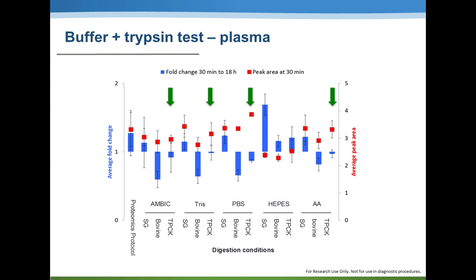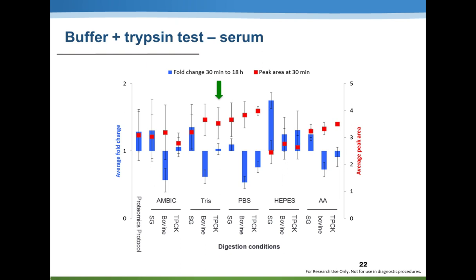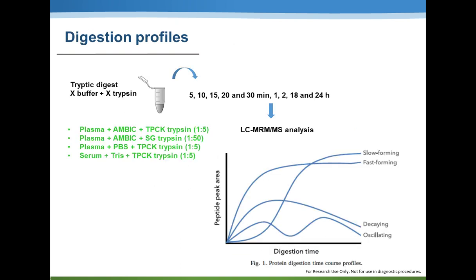However, for the 5 protein markers we tested, there is a significant difference from protein to protein and between plasma and serum. So what's the best combination for all 5? In plasma, we found that almost all of the buffer trypsin combinations are favored, resulting in a relatively high signal at half an hour and a fold change closer to 1, as indicated by the green arrows here. But in serum, the Tris buffer plus TPCK trypsin is the preferred combination.